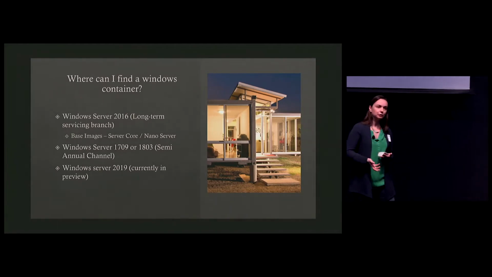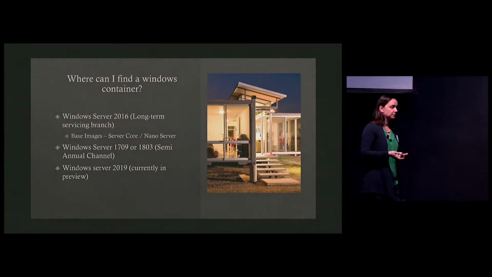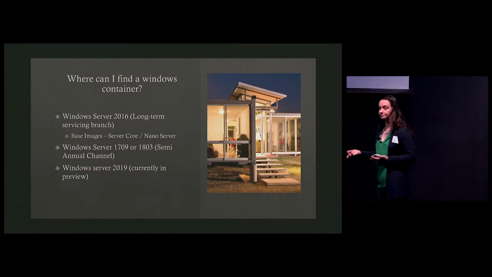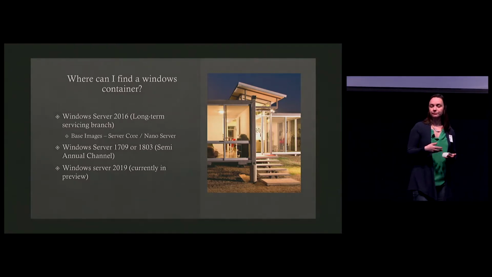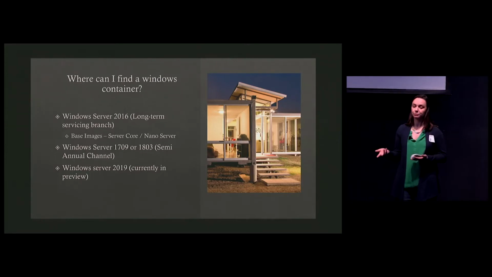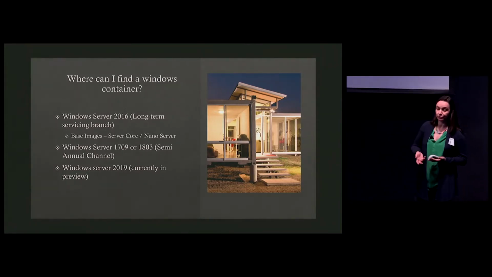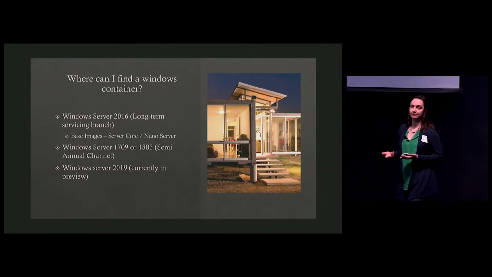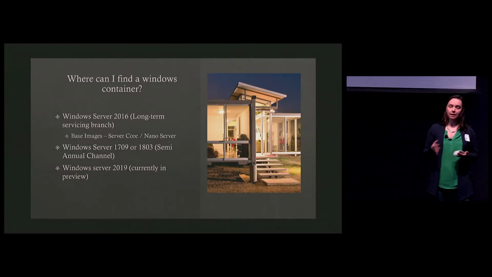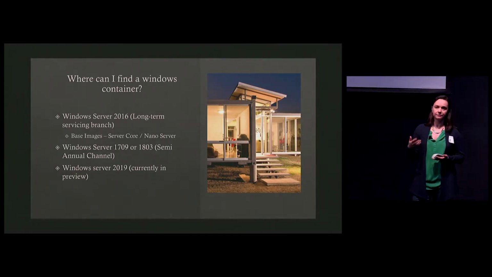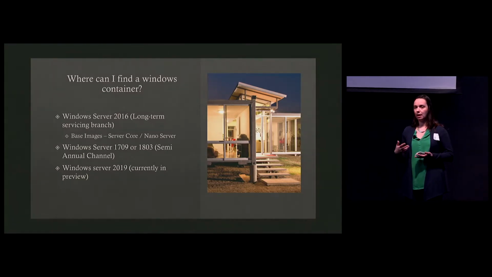So if you're looking at Windows containers, you want to get started with a Windows container, where can you find one? There's a couple places. First is our Windows Server 2016 long-term branch, which is out now, has been out for several years. And we have two types of images that come down with that, a Server Core image and a NanoServer image. They're two different sizes, and they have different functionality depending on what your Windows application might do.